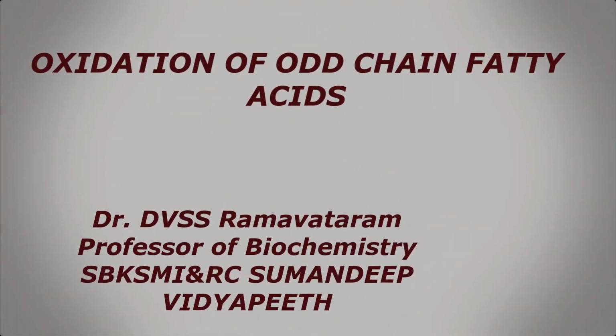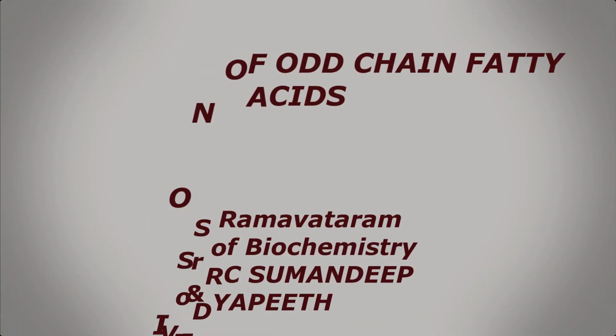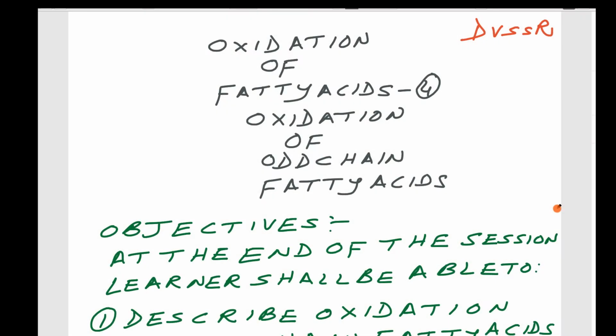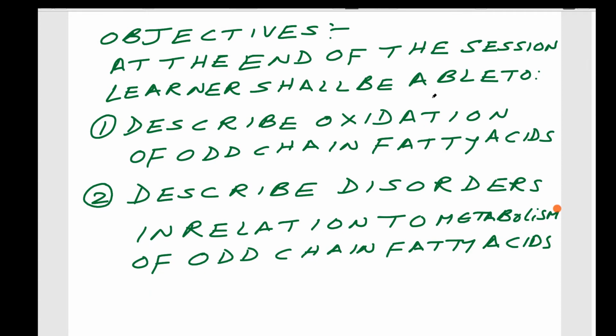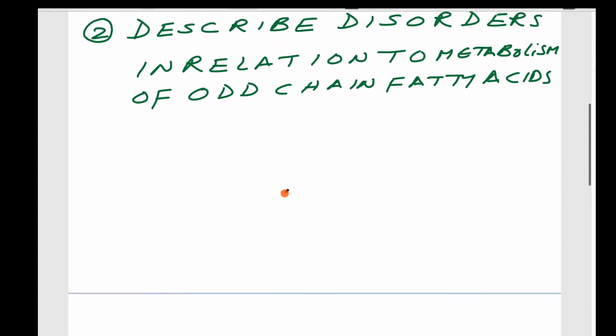In this session, I will be describing oxidation of odd chain fatty acids. In previous sessions, we have studied beta oxidation of even chain fatty acids. The objectives of this session are: at the end of the session, the learner shall be able to describe oxidation of odd chain fatty acids, and describe disorders in relation to metabolism of odd chain fatty acids.